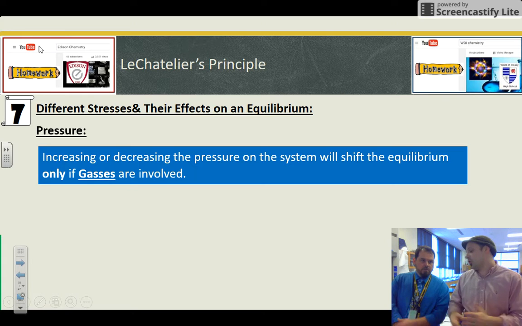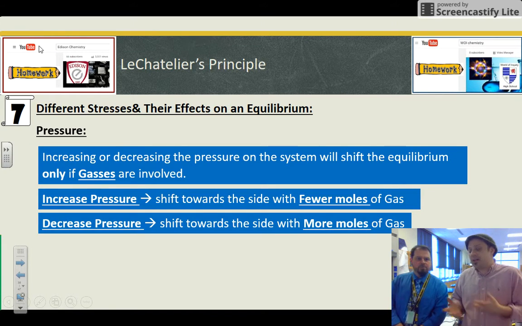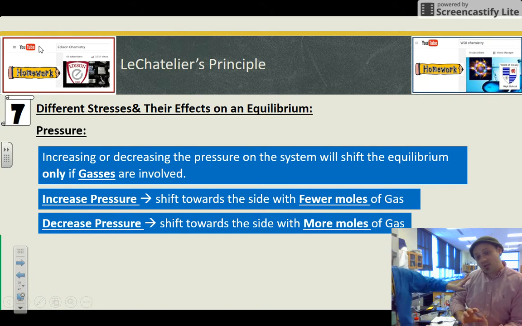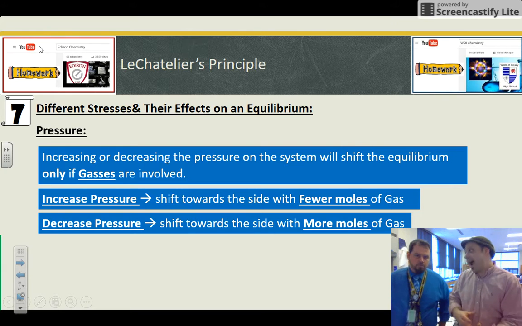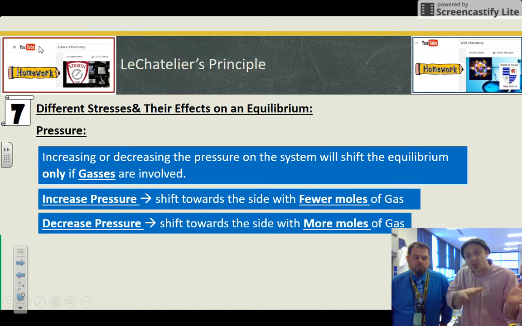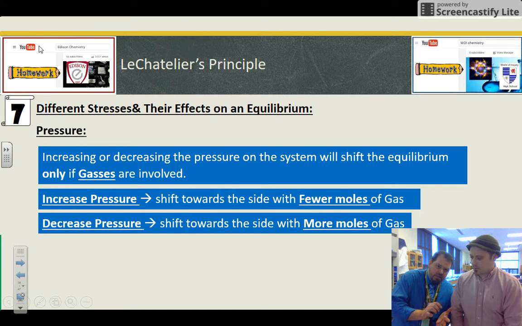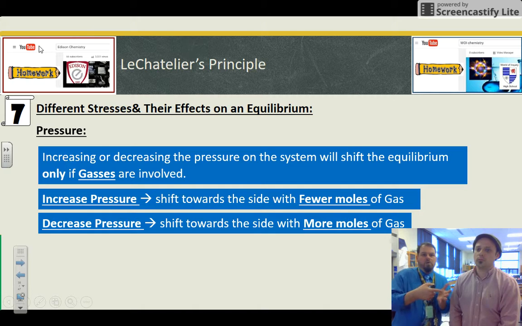Pressure only works for gases. If you increase or decrease the pressure, it's going to do the following things. Increasing pressure forces the gas particles together. They'll react more as a result because they'll hit each other more. And the shift will be towards the side of the reaction that has fewer moles of gas, and that's the coefficients in front. It makes sense because there's less room. You push like this, less room, so less moles. That's where I'm going.